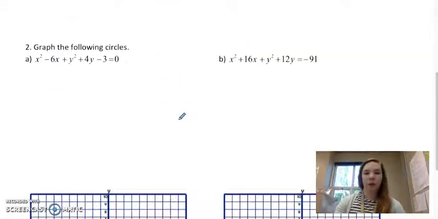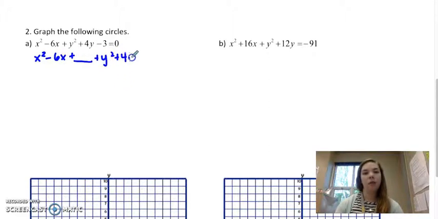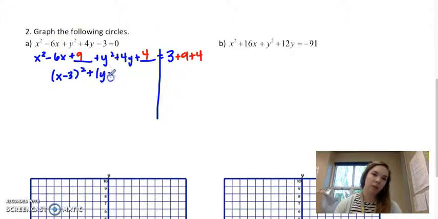All right, graph the following circles. So we're going to have to start by completing the square like we were doing before, and then we'll use that information to draw our picture. So here I have x squared minus 6x plus something, y squared plus 4y plus something equals 3. It's going to change signs when it moves to the other side. So this would be, I'm missing 9 and I'm missing 4. So I have x minus 3 squared plus y plus 2 squared.